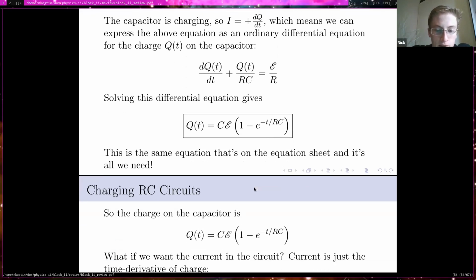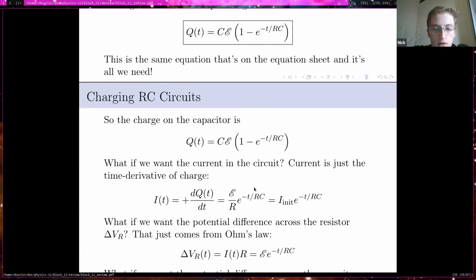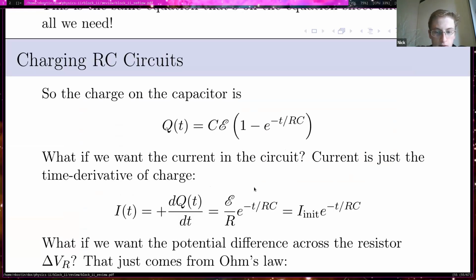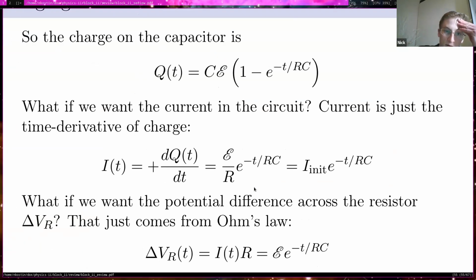Let's say, for instance, I wanted to find the current in the circuit. Well, current is just the time derivative of charge. So I can take this equation and take a derivative. If I distribute the C times epsilon, where epsilon, the squiggly E, is the EMF, then the first term goes away when I take its time derivative, and in the second term the two negatives cancel, and I have epsilon over R, which is a current. In fact, that's my initial current, and it's multiplied by e to the negative t over RC.